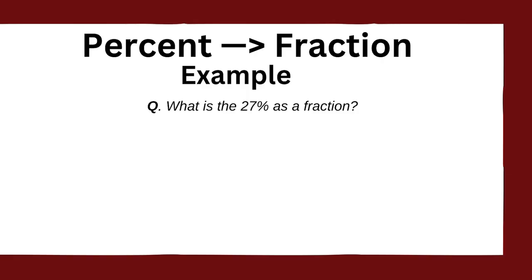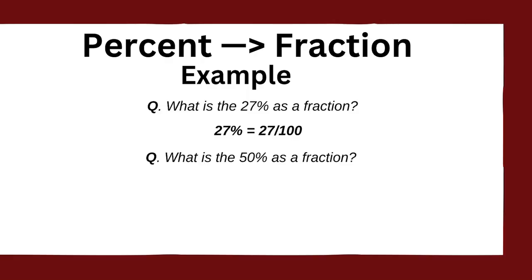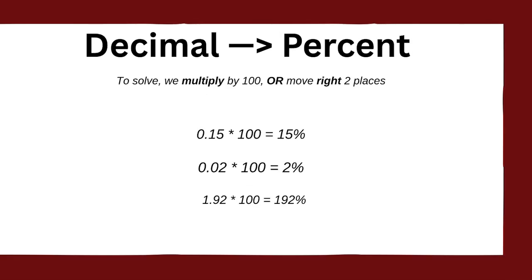So here's an example. What is 27% as a fraction? Well, I know I can take that 27 and just put that over 100. That's a fraction. What is 50% as a fraction? I know I could just put that 50 over 100, and that is my fraction value. Now, if I simplified, I would have 25 over 50, and even if I simplified that further, I would have 5 over 10.